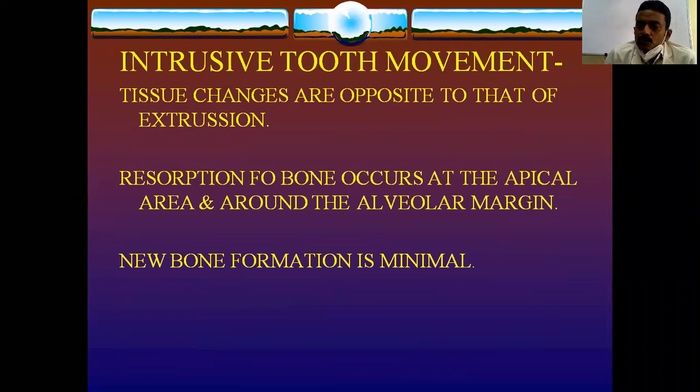In intrusive tooth movements, the tissue changes are opposite to that of extrusion. The resorption of bone occurs at the apical area and around the alveolar margin. Here, the new bone formation is very minimal.